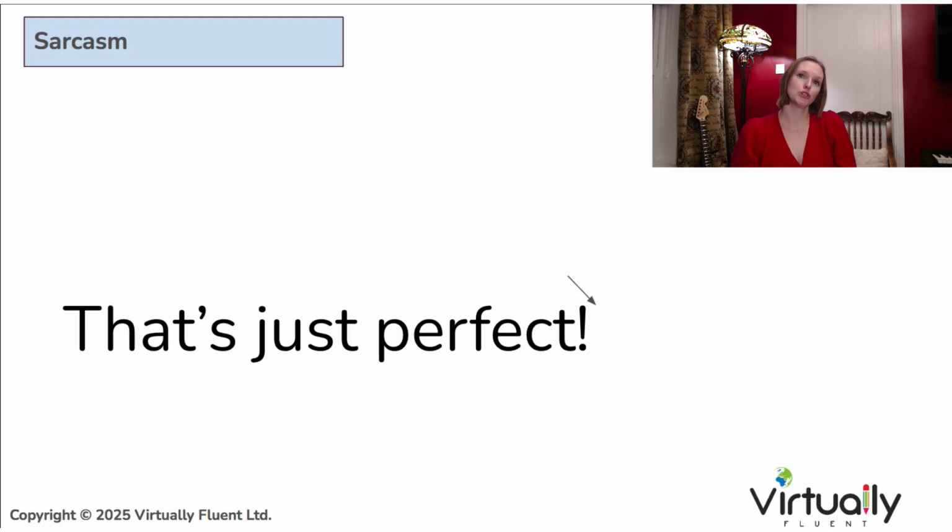I do want to draw your attention to sarcasm as well, because this will have a falling intonation, and it's quite important to over-exaggerate that falling intonation to really get that sarcasm across. For example, that's just perfect. Clearly far from perfect, but the intonation shows that sarcasm is being expressed.